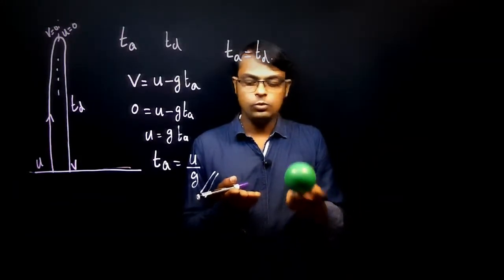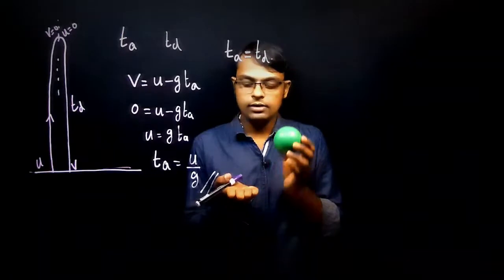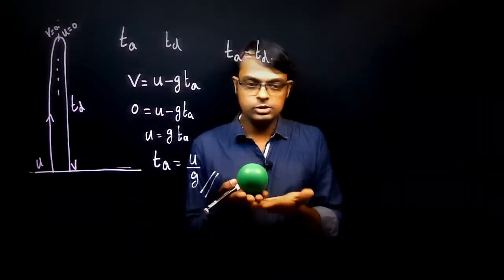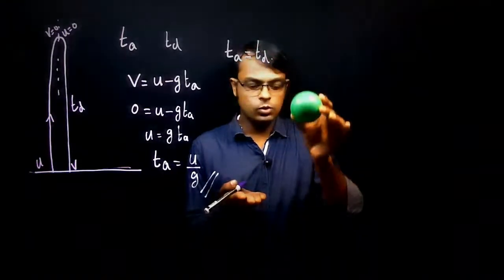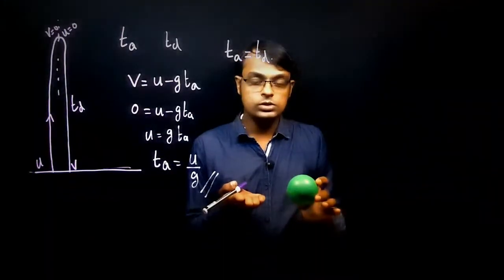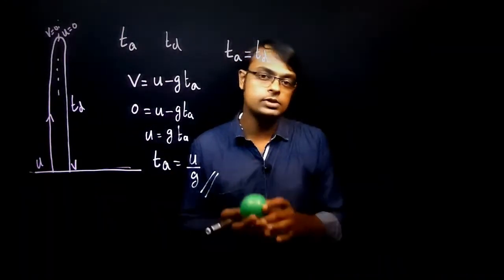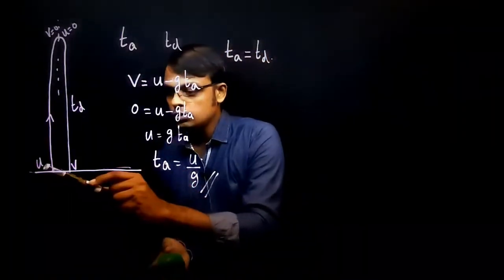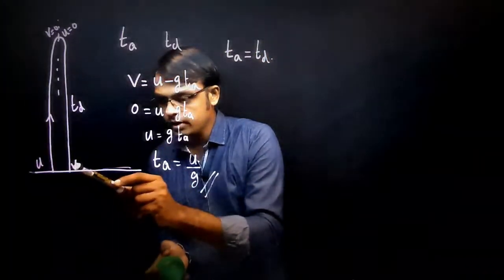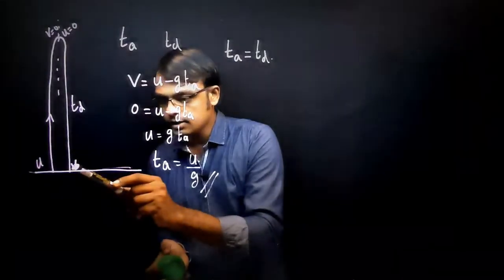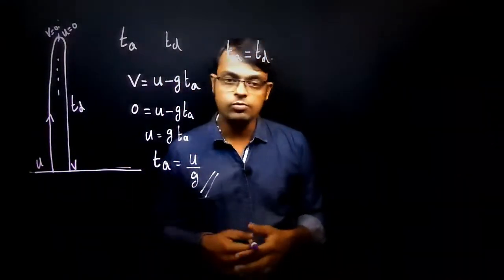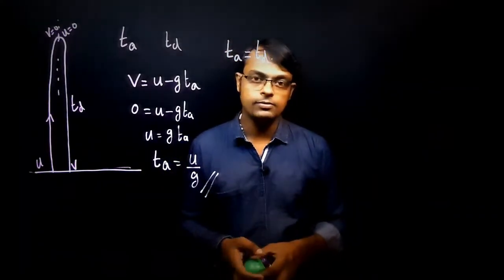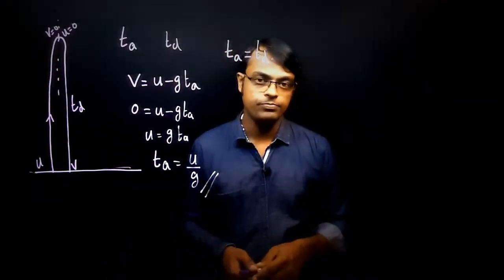Correct? Now in this case, if the body is projected from this point at 30 meter per second, while the body is coming down and crossing this point, the velocity also becomes 30 meter per second. So the initial velocity U at the point of projection, and exactly at the point just before hitting the ground, the velocity becomes equal. Is that clear? That is the next point we should consider here.